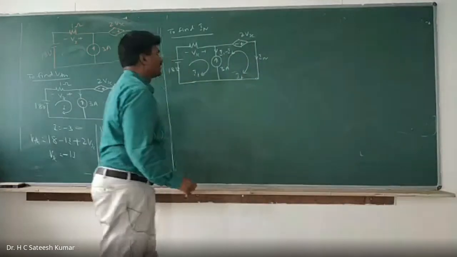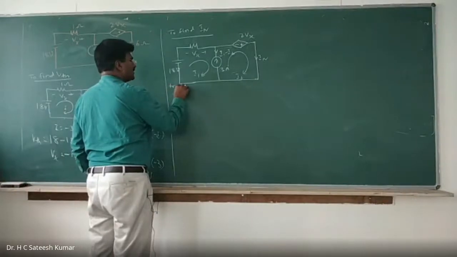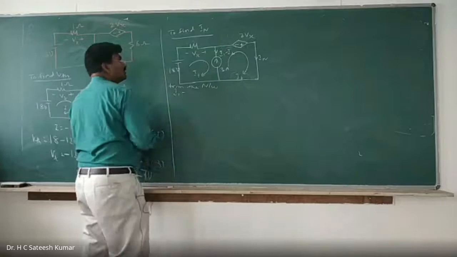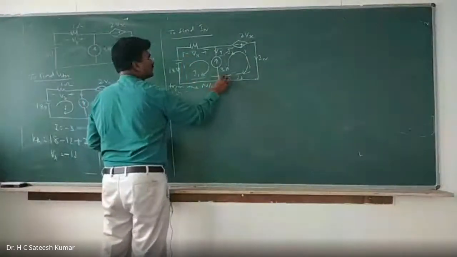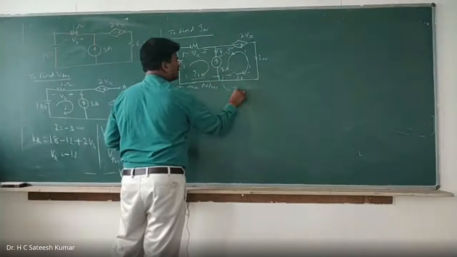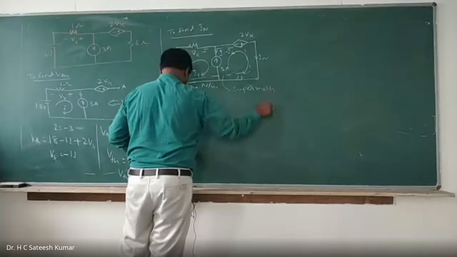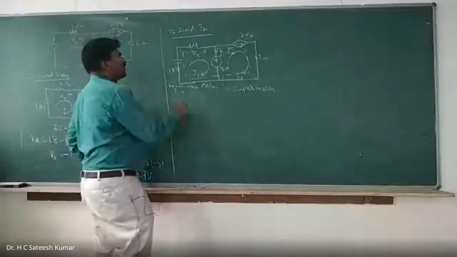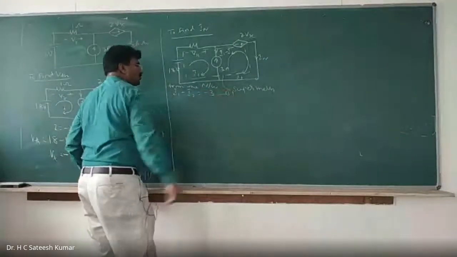How to do this? I1 minus I2, from the network, there is a super mesh, because the current source is common. Next, from the network, I1 minus I2 is equal to minus 3. Call this equation number 1.